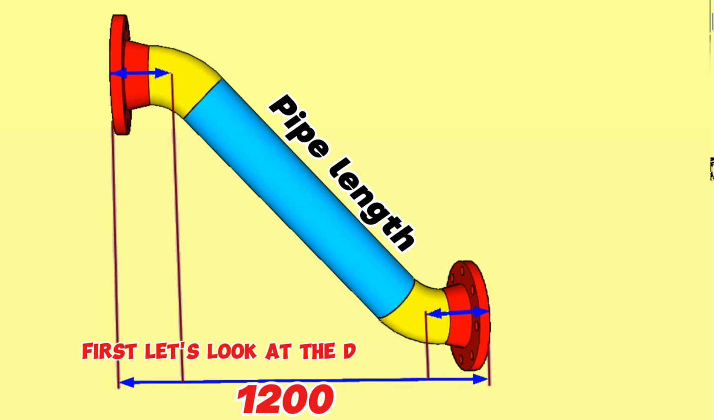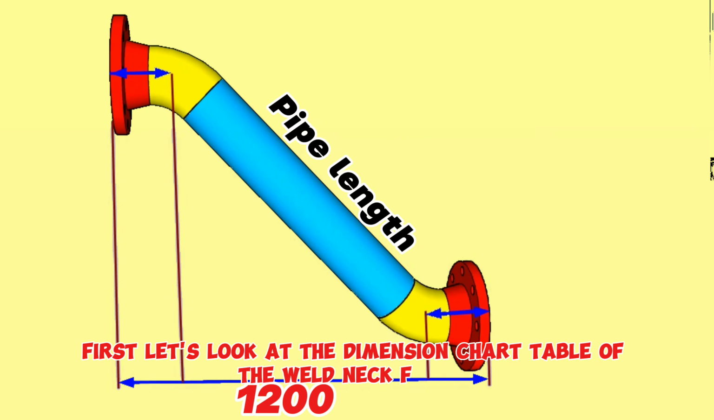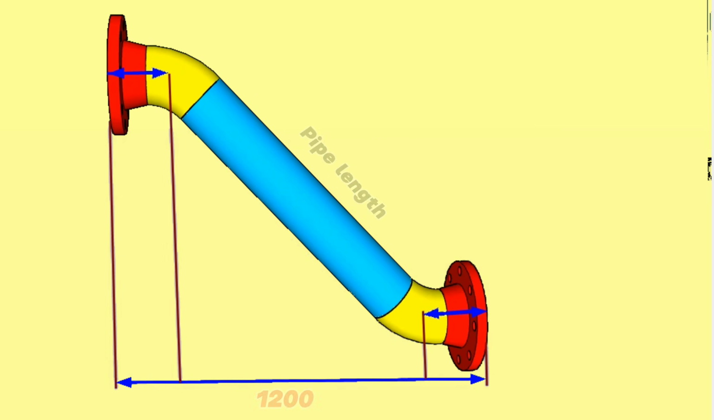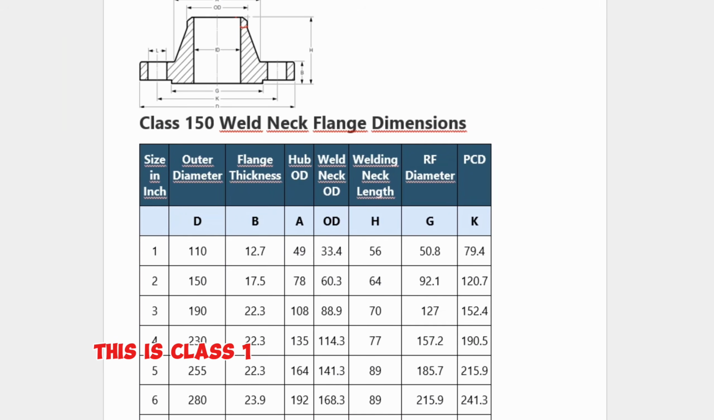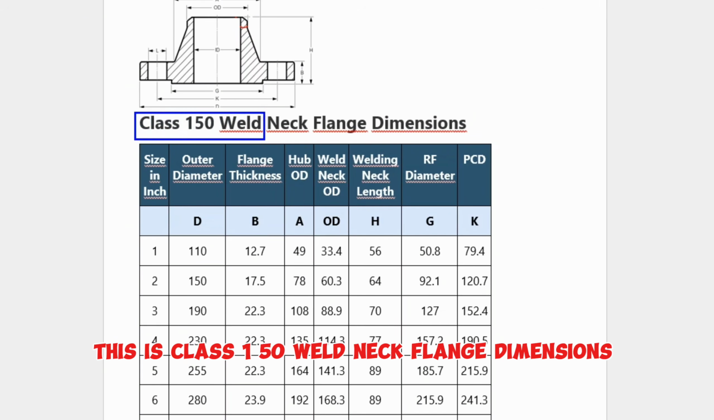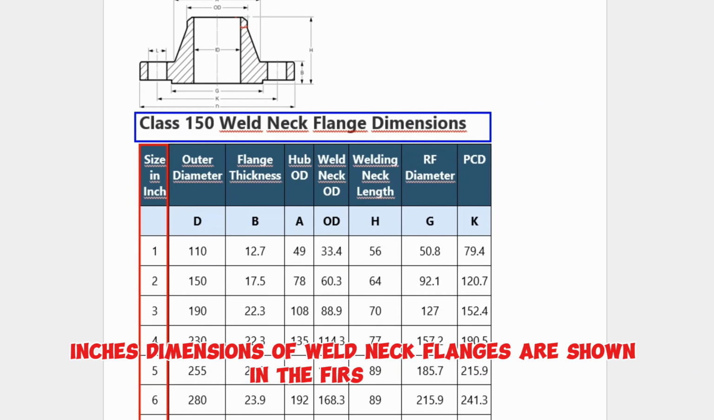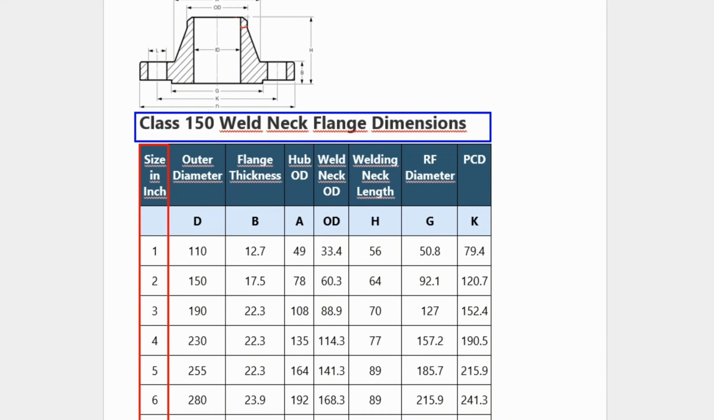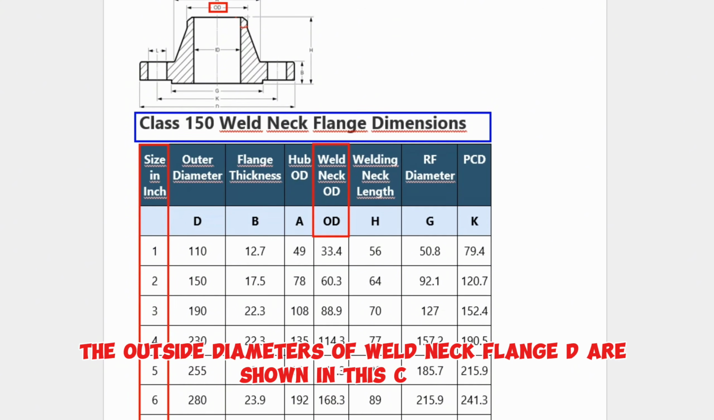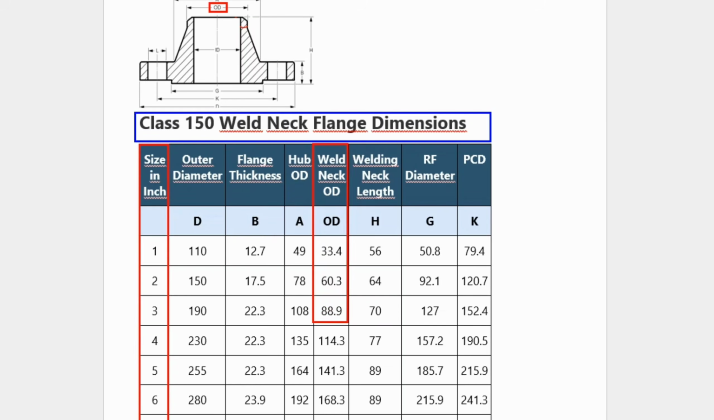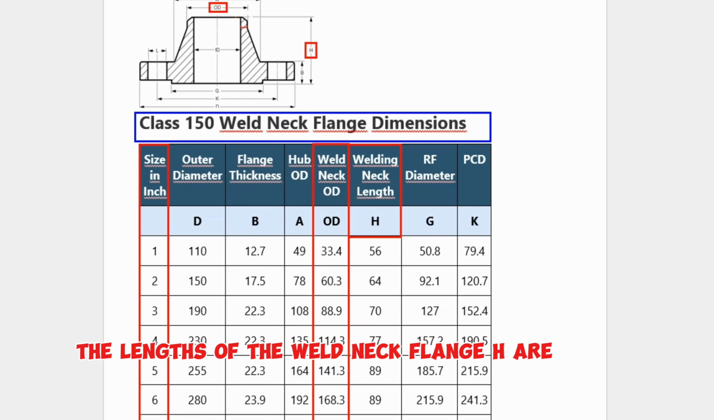First, let's look at the dimension chart table of the weld neck flange. This is the class 150 weld neck flange dimensions chart. Inch dimensions of weld neck flanges are shown in the first column. The outside diameters of weld neck flange D are shown in this column. The lengths of the weld neck flange H are shown in this column.